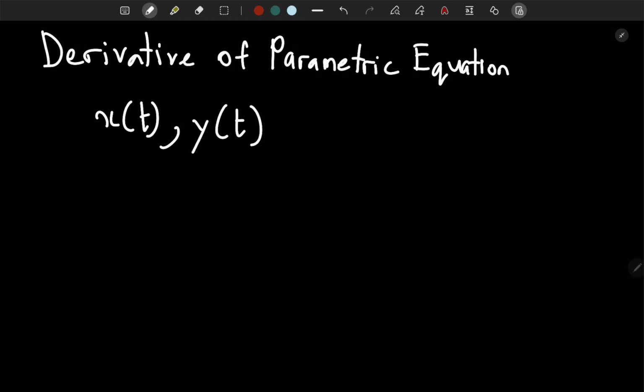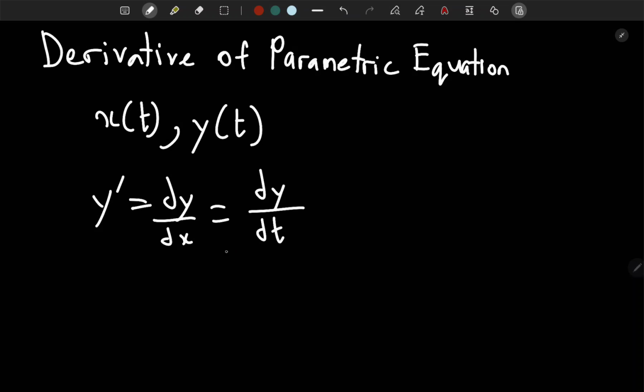And to find the derivative of this equation, all you have to do is take y prime, which is equal to dy over dx, which is broken down into dy over dt. So we are deriving in terms of t, and the same for dx, so dx over dt. Once we do an example, this will be simpler to understand.